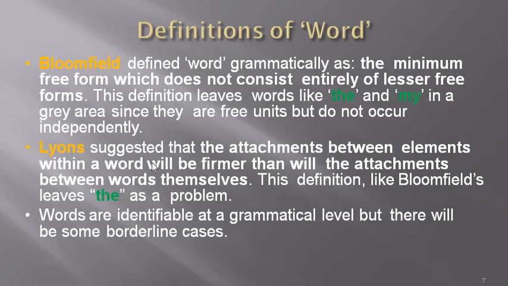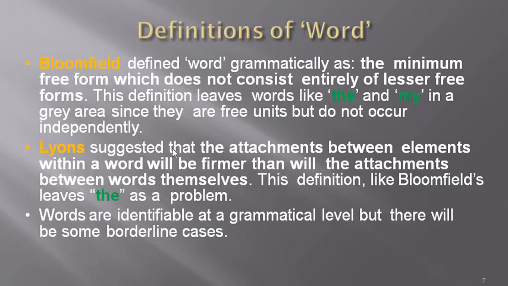So different definitions have been given by different linguists. According to Bloomfield, a word grammatically is the minimum free form which doesn't consist entirely of lesser free forms. This definition basically leaves words like "the" and "my" in a gray area, since they are free units but do not occur independently.